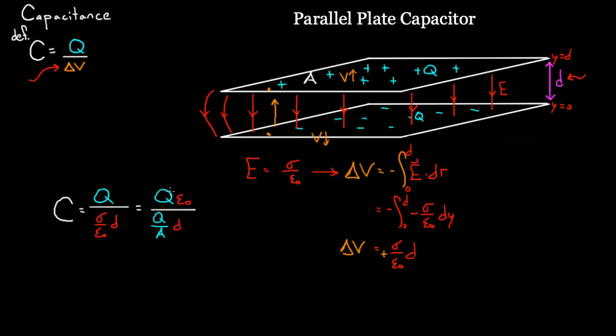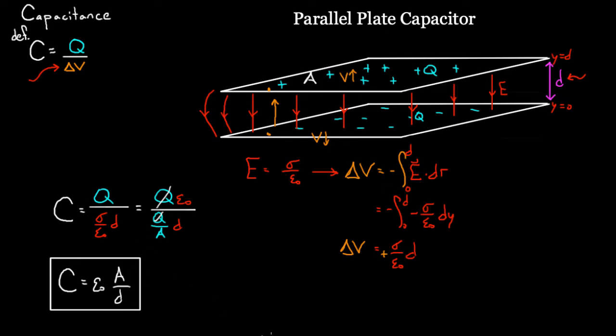So we can cancel off the Q's. Q cancels Q, and you notice I also have 1 over the area. So what I get is that the capacitance of a parallel plate capacitor is going to be epsilon naught times the area over the distance between the plates. This is the formula for how the capacitance of a parallel plate capacitor depends on its area and the distance between the plates. So this makes sense.